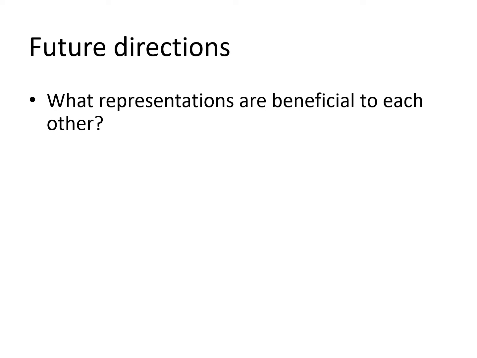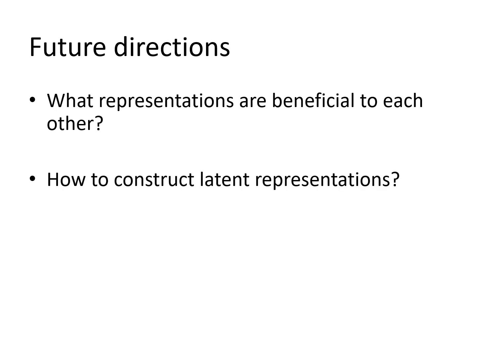There are many open problems. For example, choosing hybrid representations right now is pretty much hand-encoded, handcrafted. Is there a principled way to determine what representations are beneficial to each other? A relevant question is how to construct latent representations. So far, all the representations are handcrafted, and can we insert latent representations, and how to connect them with other representations to maximize the performance of, for example, a graph of neural networks?